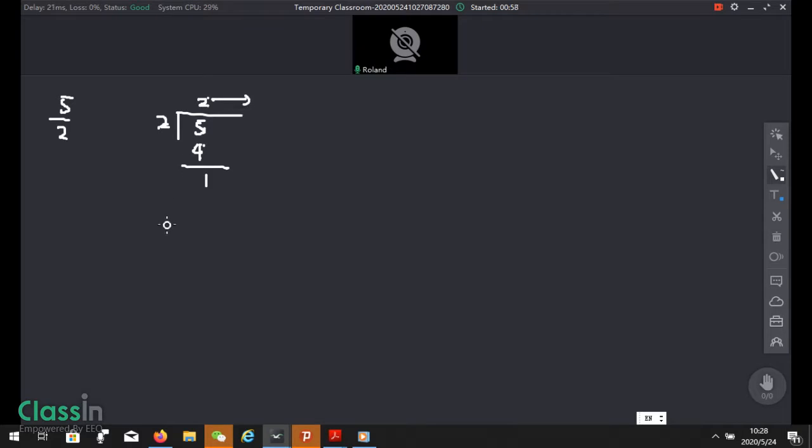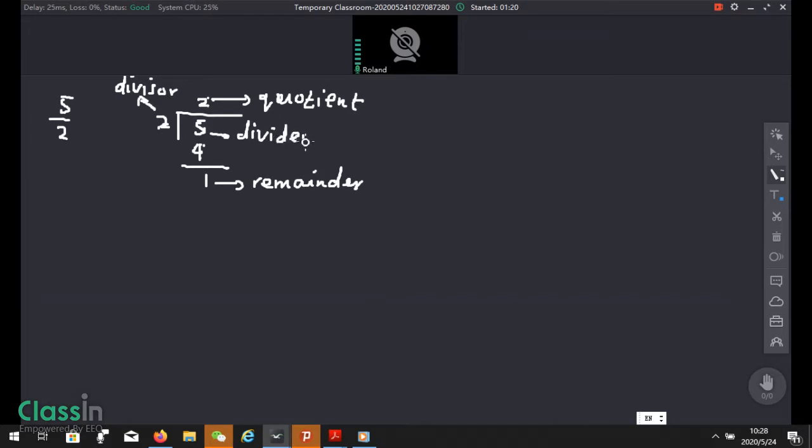This is called the quotient. This is the remainder. And this is called the divisor. And this is the dividend. All right, we are going to use the same approach for polynomials.